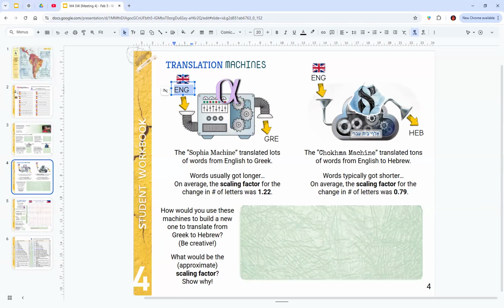So we're being asked how to use these two machines to build a new one to go from Greek to Hebrew, and be as creative as you can. And then the second question is, what would be the approximate scaling factor for this new machine? And show why.